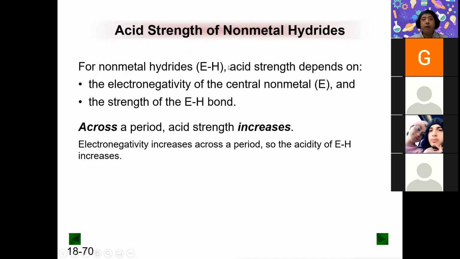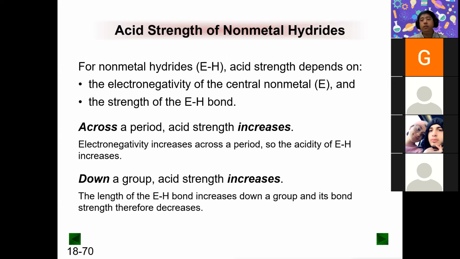So let's talk a little bit about the acid strength, and we're going to focus on the non-metal hydrides. Okay. So if we go across a period, it's horizontal. So you go from left to right across the period, the acidity increases, so the acid strength increases. Okay. And the reason why this is the case is because electronegativity increases across a period.